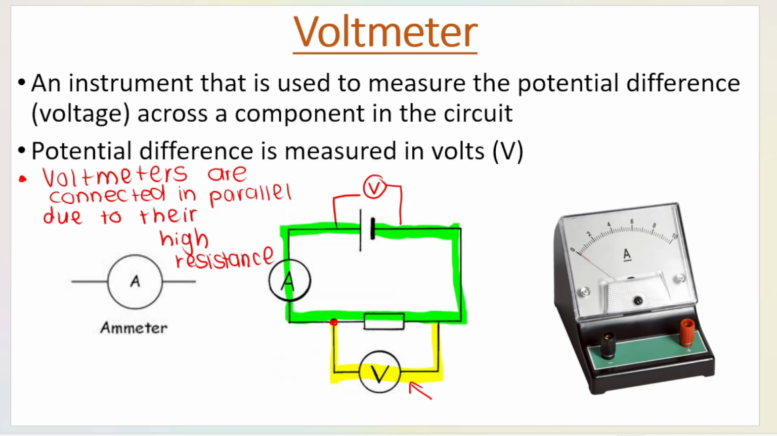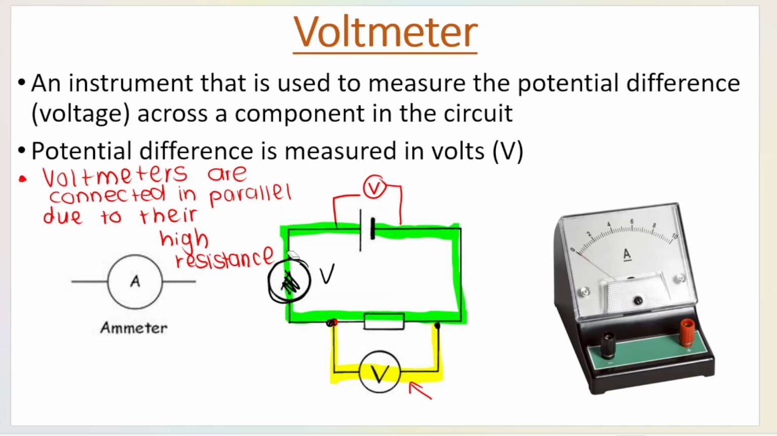And the reason why voltmeters are connected in parallel is because they have a very, very high resistance, which means that current does not want to flow through them. What this means is that if I decided to connect the voltmeter in series like this, so pretend that instead of the ammeter, we have a voltmeter.